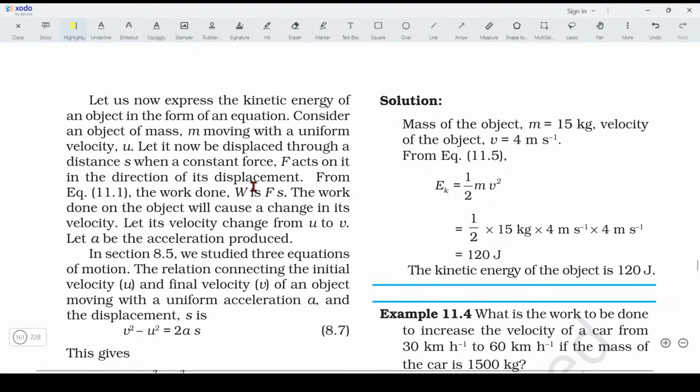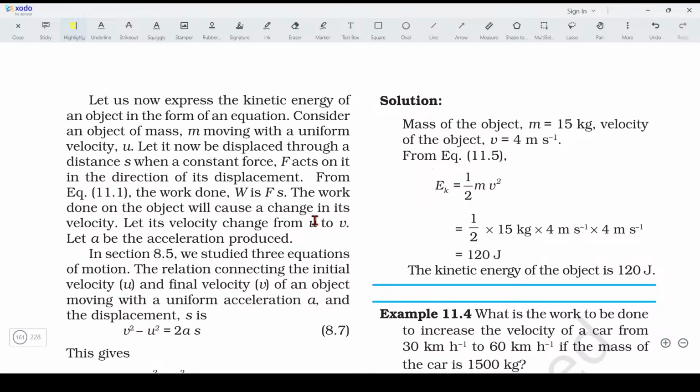Let us assume you applied some force, and when you apply some force, you get some acceleration. If you get some acceleration, your velocity will change. Otherwise, there is zero acceleration. Let's say the velocity has changed from u to v over a distance of s.